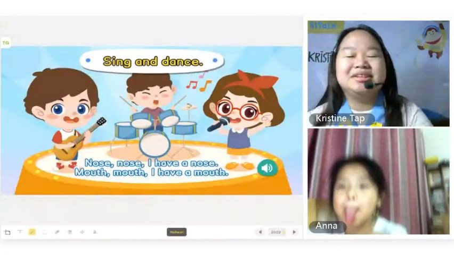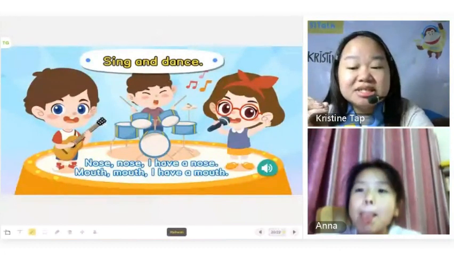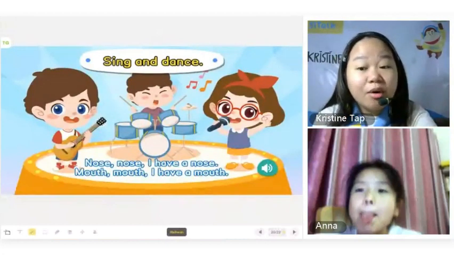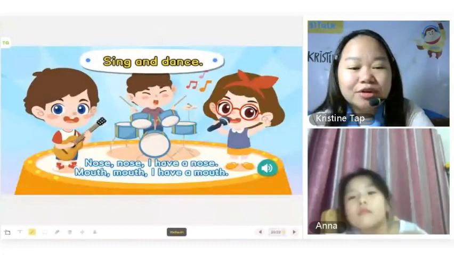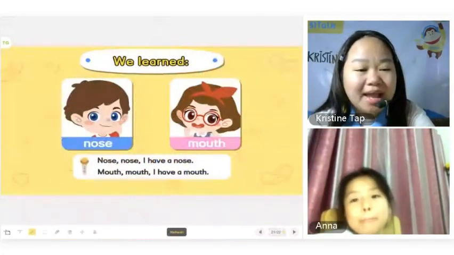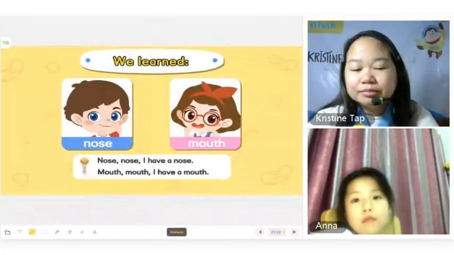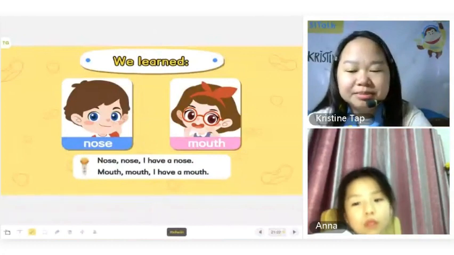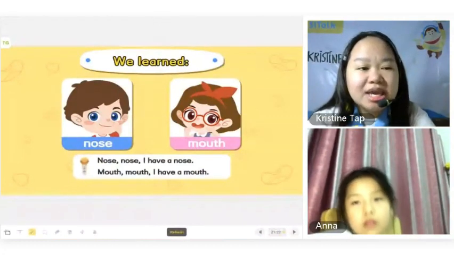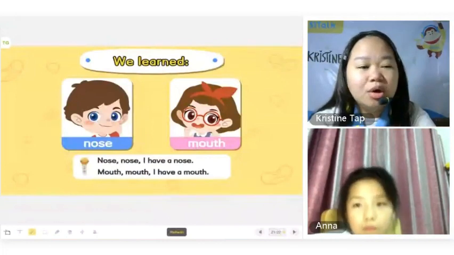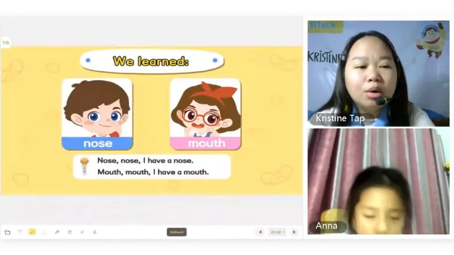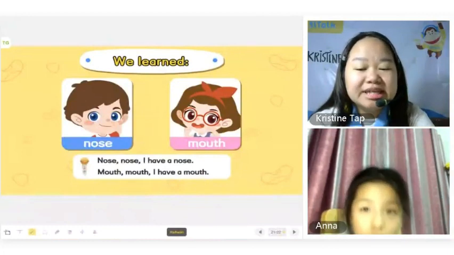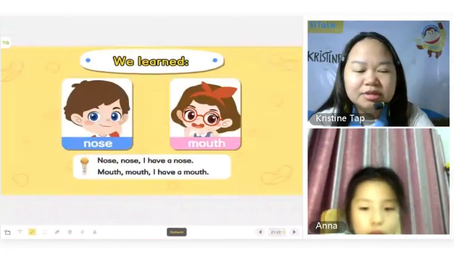Okay, very good. So always practice the song together with your brother or sister or your parents, okay? So don't forget the words that we learned today. Number one is nose. N-O-S-E. Nose. Mouth. M-O-U-T-H. Mouth.